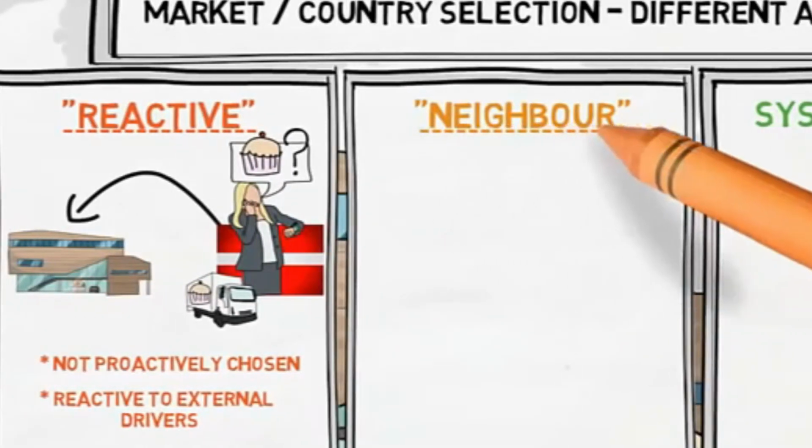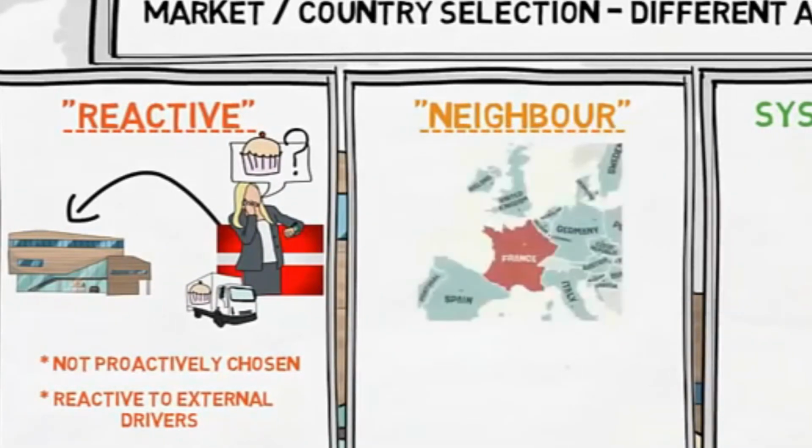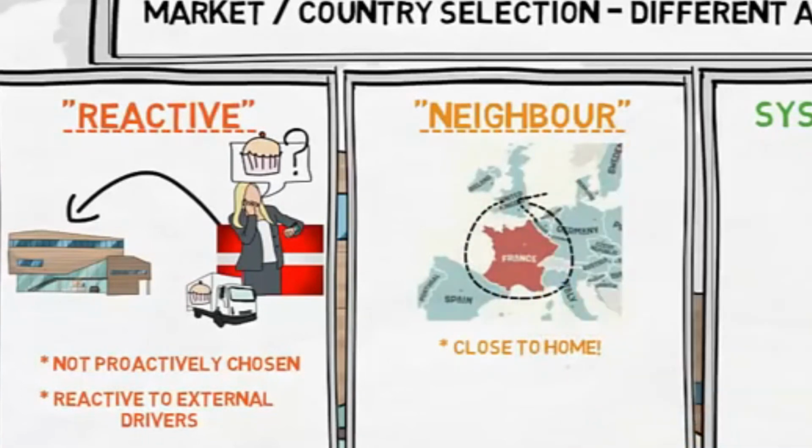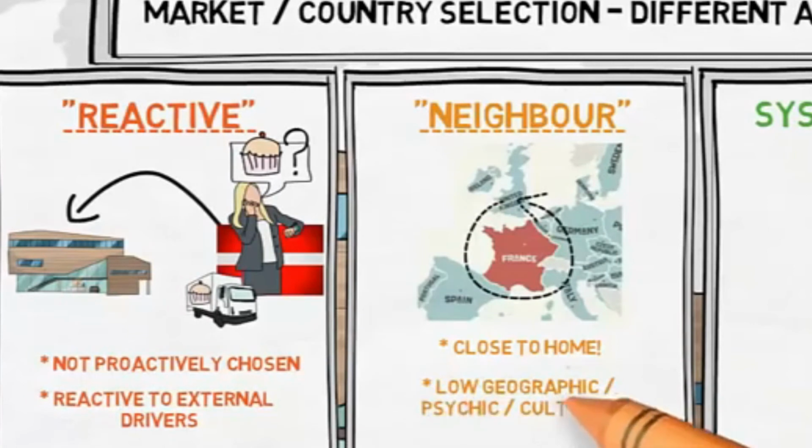The neighbor approach explains those situations where the international markets close to home markets are selected. The selection criteria is either a low geographic, psychic, or cultural distance to the home market.